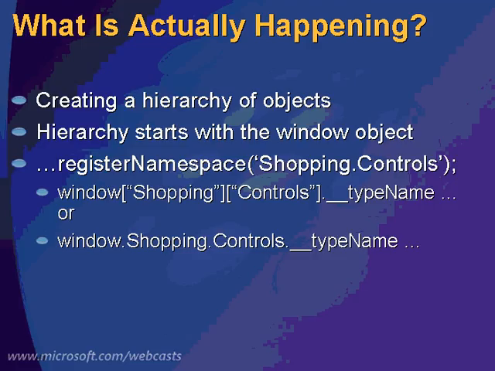So what's actually happening? How does this work behind the scenes? When I call Type.registerNamespace, what we're really doing is creating a hierarchy of objects. It starts at the window object. So if you look here on this slide, if I call registerNamespace Shopping.Controls, what really occurs is window now has a Shopping object associated with it, which has a child Controls object associated with it. What you're probably more used to, window.Shopping.Controls, is now an object. And so when we create our class that's tied to that, its parent object is Controls.